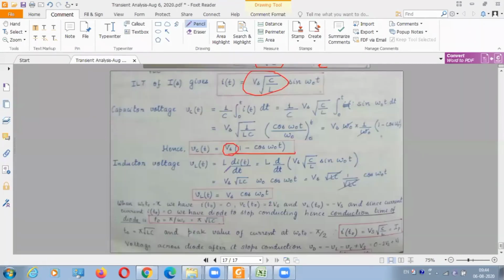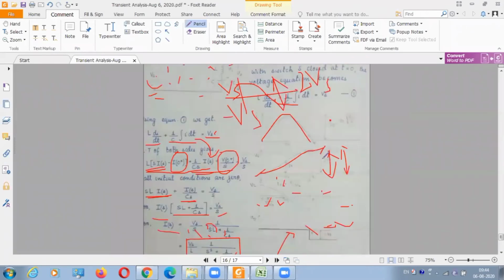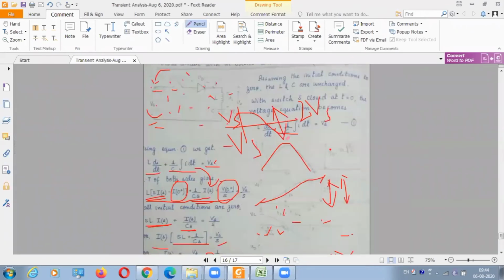And I'm not jumping into inductor and all, L di by dt. So it will be a cosine wave. So you are getting a cosine wave over here, cosine wave. Okay. Now what happens after? What happens after this?